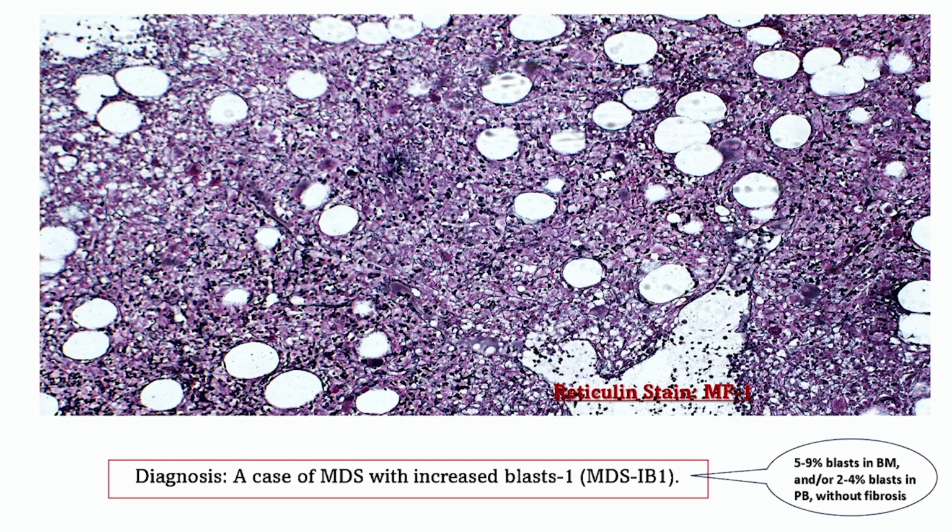The fibrosis was MF1, so I classified this patient as MDS with increased blasts type 1, as there is a category of 2 to 4% blasts in the peripheral blood. Because of the 2 to 4%, I classified it as MDS with increased blasts type 1.